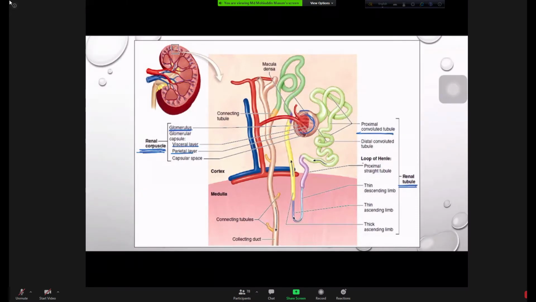Then the loop of Henle. Loop of Henle means there will be a loop like this. For a loop, there will be a descending part, an ascending part, and the loop itself. So the loop of Henle contains the proximal straight tubule, then the thin descending limb, then the loop of Henle, then the thin ascending limb and the thick ascending limb.